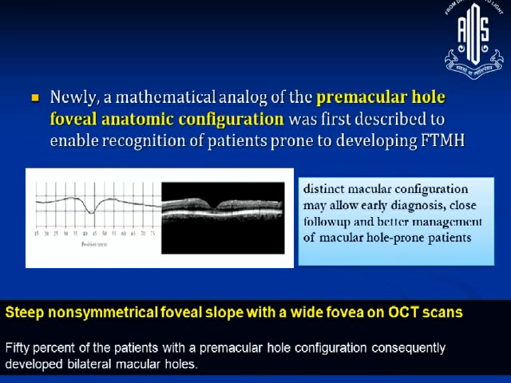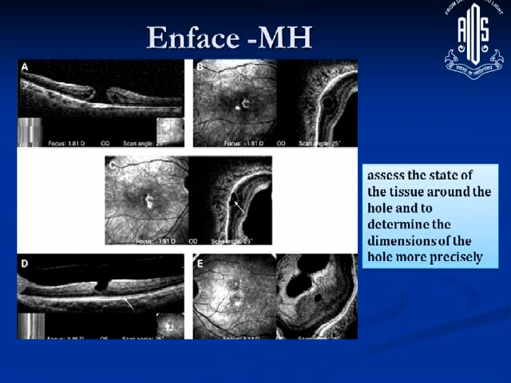But another important thing which has been described is the pre-macular hole foveal anatomical configuration. What is the relevance of this? A distinct macular configuration may allow early diagnosis, close follow-up and better management of macular holes. A steep, non-symmetrical foveal slope with a wide fovea is seen on OCT scans. 50% of patients with such a configuration will tend to develop a macular hole if you closely follow them up. Of course, en face imaging can give transfer scans, and other dimensions can also be picked up in early stages.